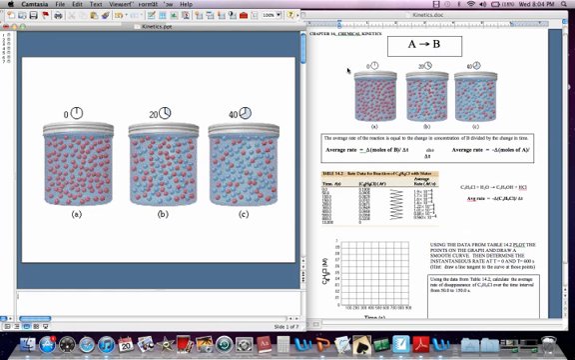Notice at time 0, we started with 100% red and 0% blue. So as time goes on, we produce more B, more blue, and notice that the amount of A is also decreasing. B is increasing. So we can track this, we can find out a rate. The average rate of the reaction is equal to the change in concentration of B divided by the change in time.